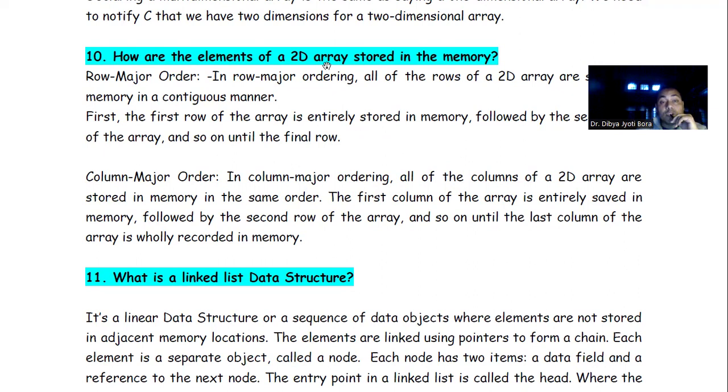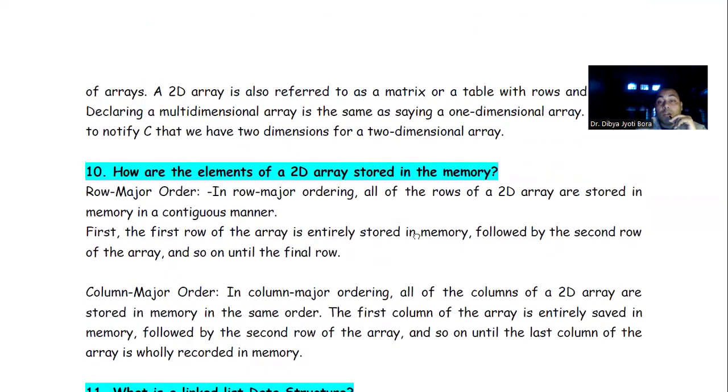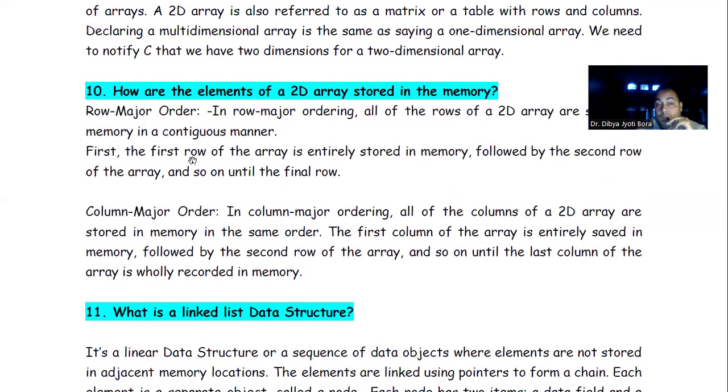Then how are the elements of a 2D array stored in memory? Basically, we know about two different ways. First, row major order. Second, column major order. In row major order, all of the rows of a 2D array are stored in memory in a contiguous manner. First, the first row of the array is entirely stored in memory, then followed by the second row of the array, and so on until we reach the final row. That is the row major order. Okay, got it? First row, then second row, until the last row.